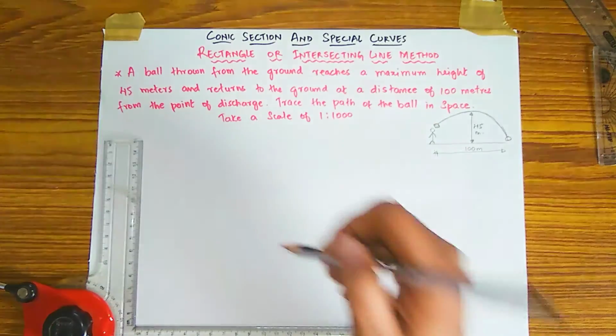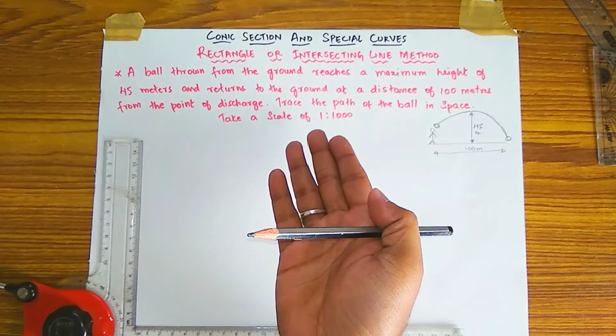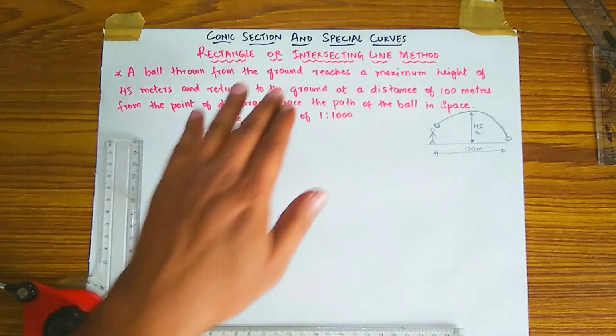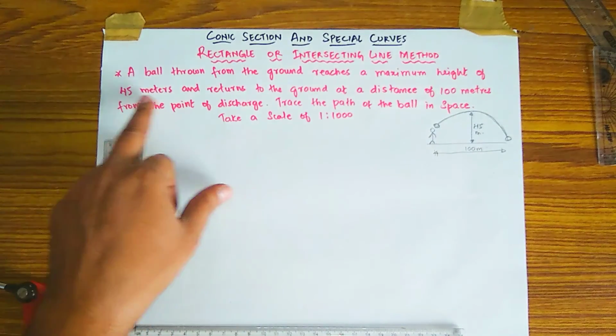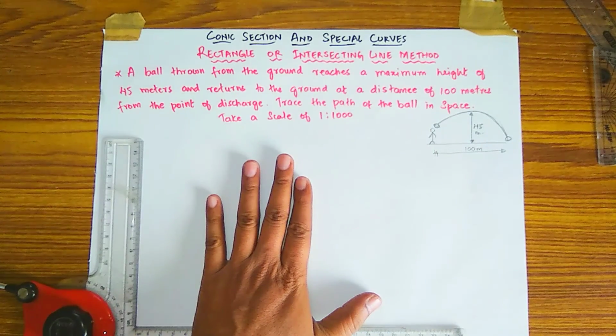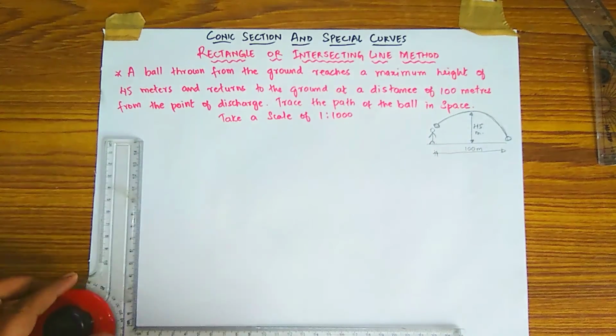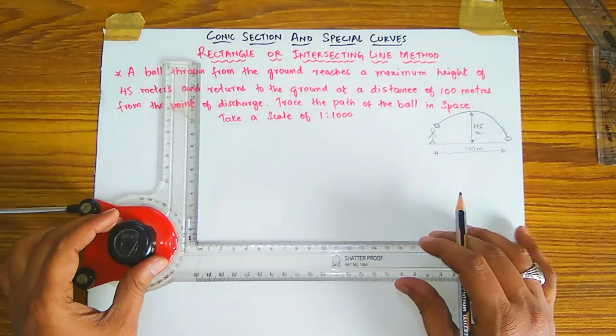So you have to construct a parabola by the rectangle method. In the question he gives you two distances, 45 meters and 100 meters. So you have to draw the parabola by the rectangle method. The rectangle method is also called the intersecting line method. So how to draw, I am showing you.